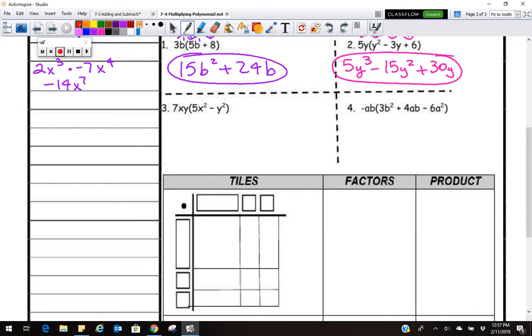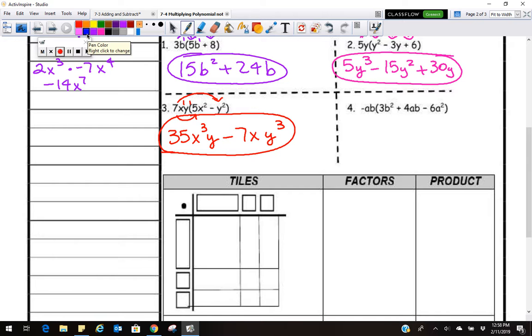Number 3. Now we have two variables. Again, both of those have an exponent of 1. 7 times 5 is 35. X times x squared makes that x to the third. And then you just have a y. Then we're going to multiply 7xy times y squared. That's going to stay 7, and x, and now we have a y times y squared gives us a y to the third. Even though you see exponents of 3, they are not with the same variable, thus they cannot be combined.